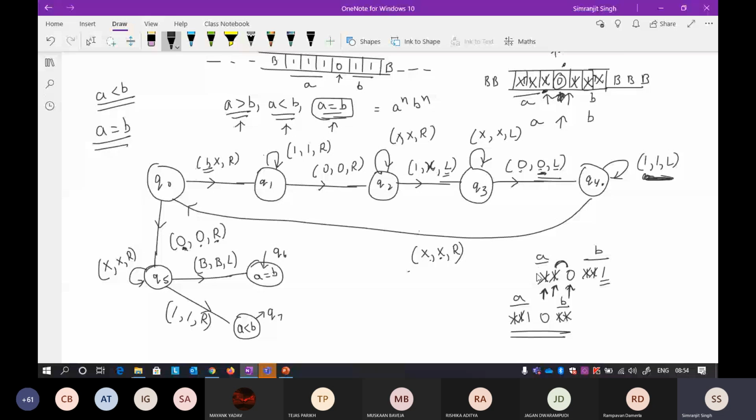Now see, this is important. Now you start moving left.